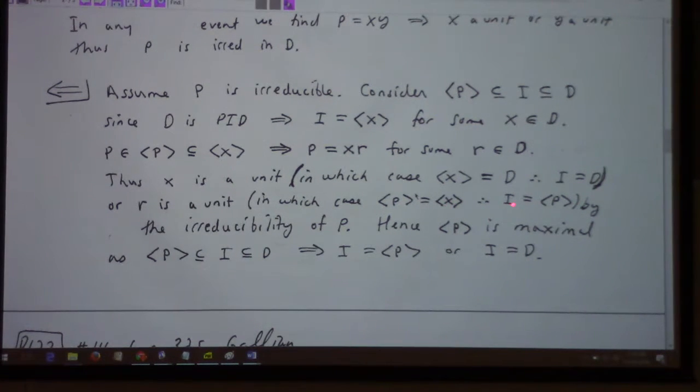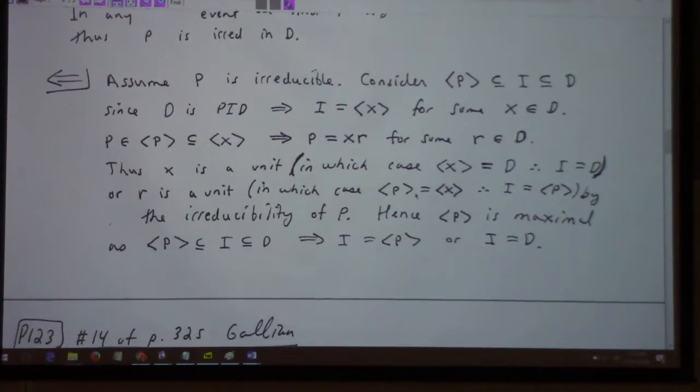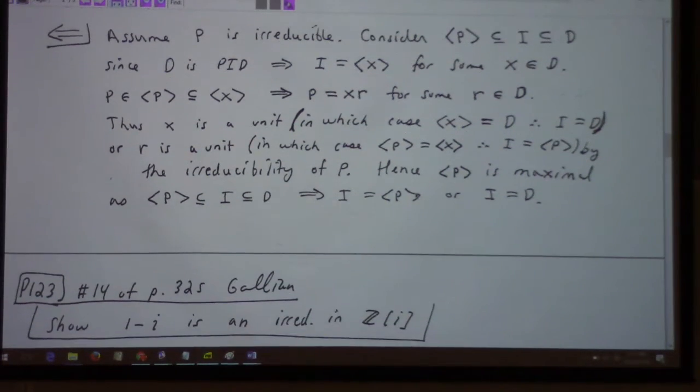So depending on whether x is a unit or r is a unit, you either get that P is equal to I or you get I is equal to D, which shows that it's maximal. But admittedly, my phrasing here is not good. I should take off a point, at least.